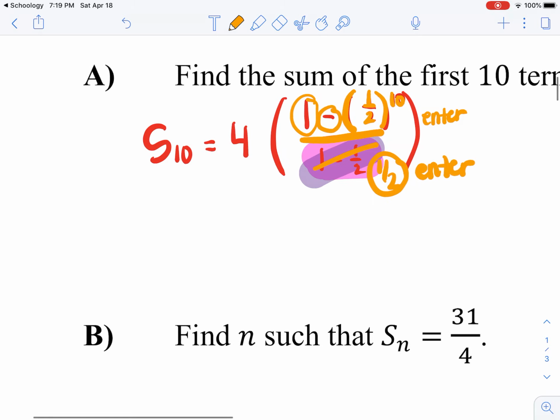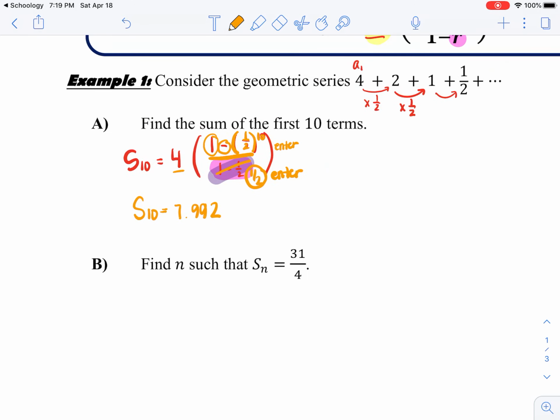So if you do that correctly, you should get 7.992. And I rounded that to the nearest thousandth. Now, if you're looking at this, these are fractions here. So obviously, if I keep adding fractions, I'm going to get a fraction or decimal answer. My calculator gives me decimal answers. If you wanted to change it into a fraction, remember what you can hit on your calculator is the math button.